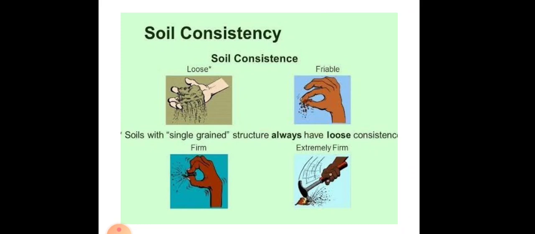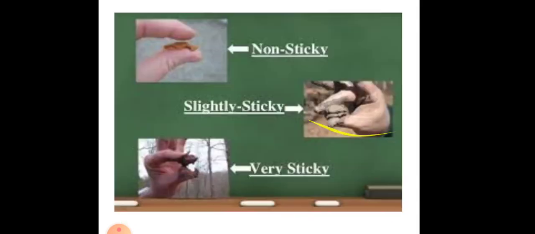There are different parameters of analysis of consistency, or to check the consistency of the soil. First is whether the soil is loose, friable, firm, or extremely firm. These are some physical parameters which analyze what type of soil is there and what is the exact consistency of that soil.